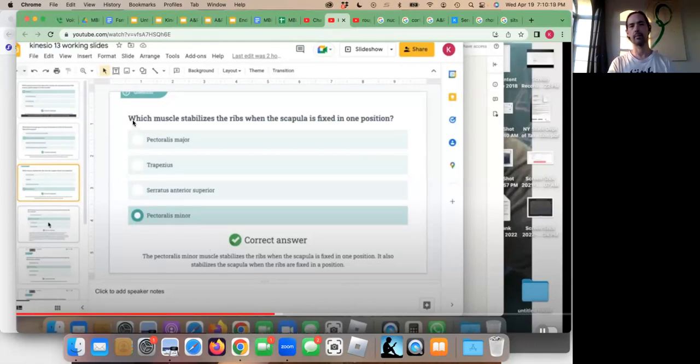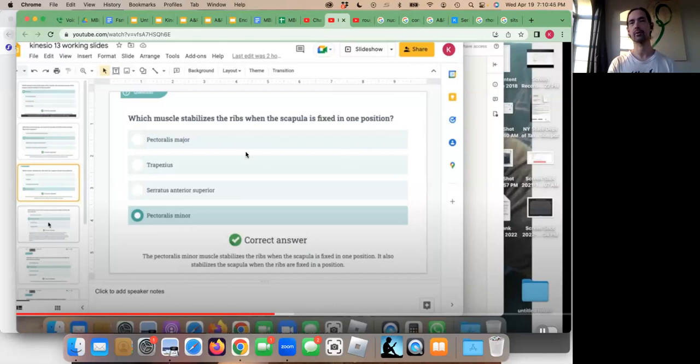but which muscle stabilizes the ribs when the scapula is fixed in one position? This is from Yugo Prep. I don't think Yugo Prep is the most reliable site. They're a good site, they're good enough, but I think that some of their questions travel a little bit too in depth. So which muscle stabilizes the ribs when the scapula is fixed in one position? First of all, what does the question mean? I had to think about this so long. What does it mean, fixed in one position?